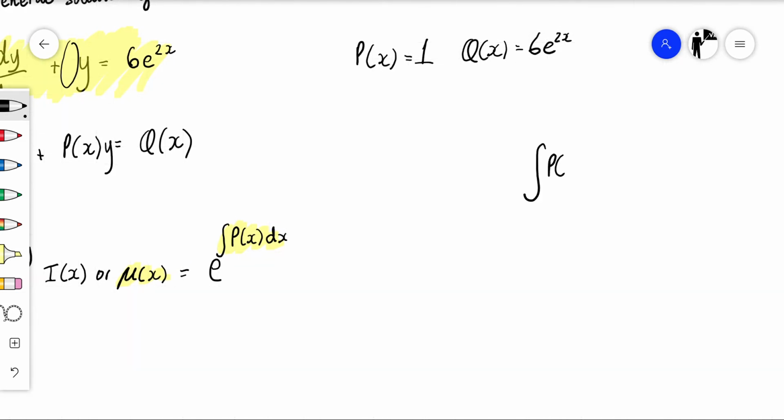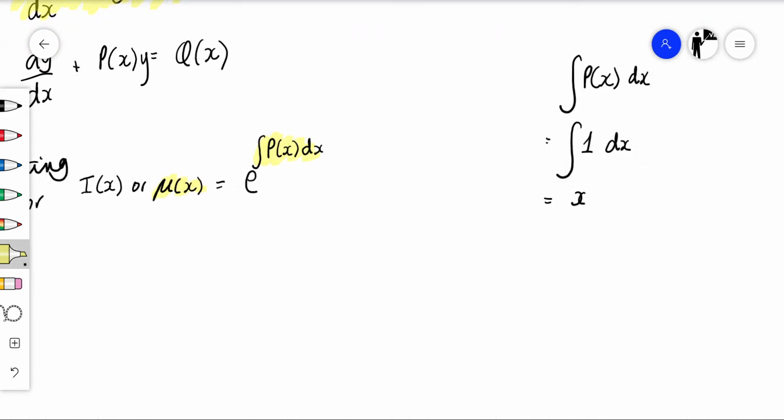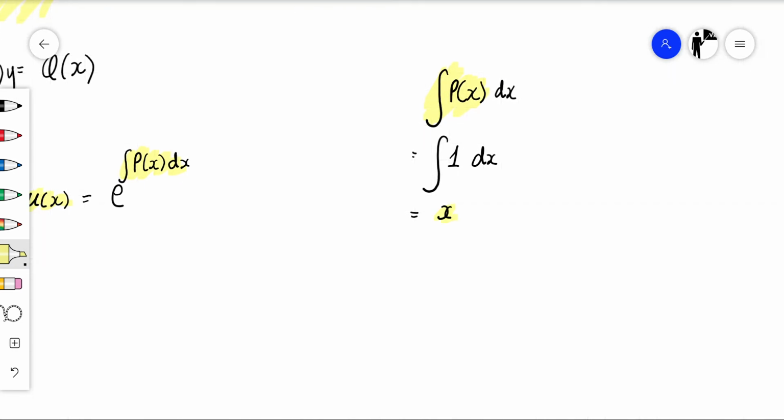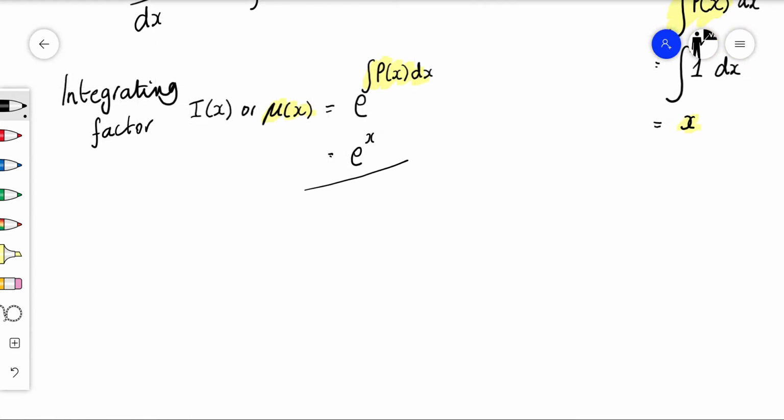So the integral of p of x with respect to x, well, what is p of x? p of x is just 1. So that's going to be the integral of 1 dx, which is just going to be x. I'm not going to put in plus c here, we'll put plus c, our constant of integration, much later on in our problem. So we now know the integral of p of x is x, so our integrating factor is going to be e to the power x. So that's step 1.